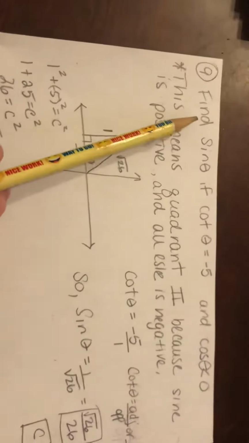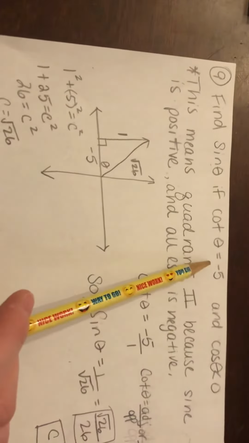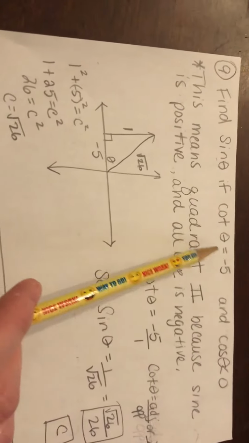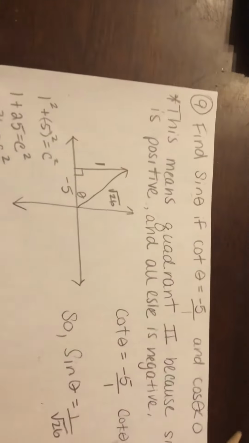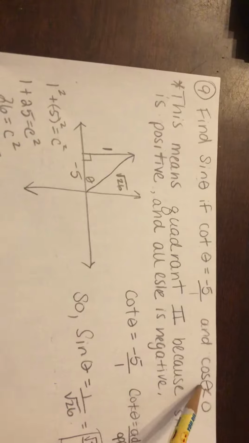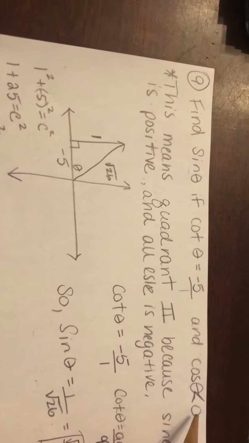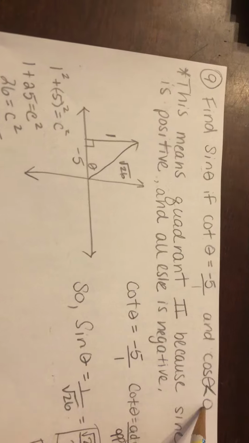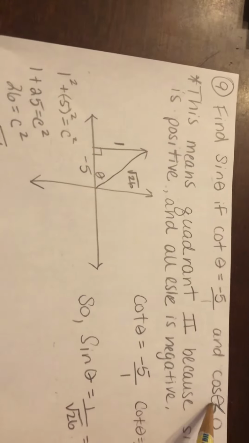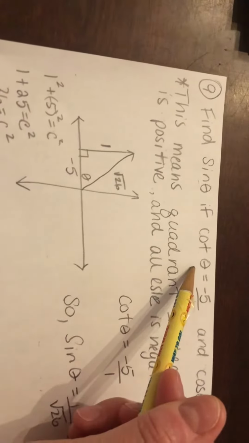So the question was, they wanted you to find the sine of an angle theta if, they've given you that the cotangent is -5, which you can write as -5/1, right? And the cosine is less than 0. I'm sorry, not cosecant, cosine. If the cosine is less than 0, meaning it's negative, right? Less than 0 means negative. So they're telling you the cosine's negative and the cotangent, which means tangent is also negative, right?